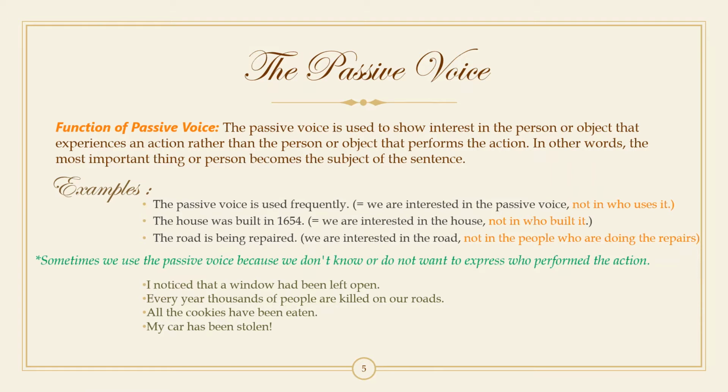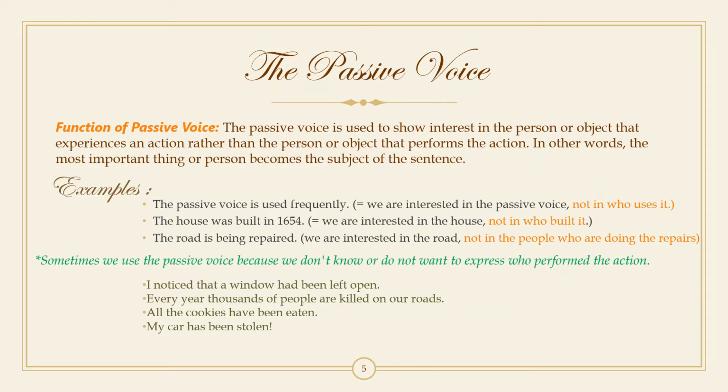In the same way, the road is being repaired. We are interested in the road, not the people who are doing the repairing. This particular sentence can be written in this way, like the road is being repaired by the local government authority, or the road is being repaired by the chairman. But actually, we don't want to mention who is repairing the road. That's why we used the passive form, and we omitted the person who is doing the task.